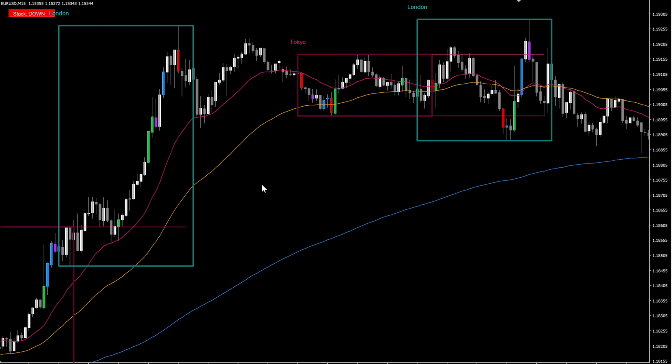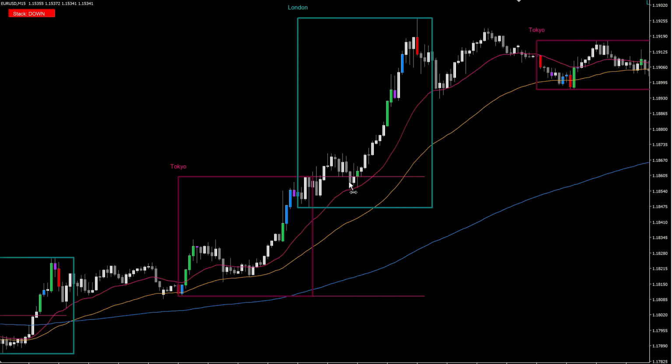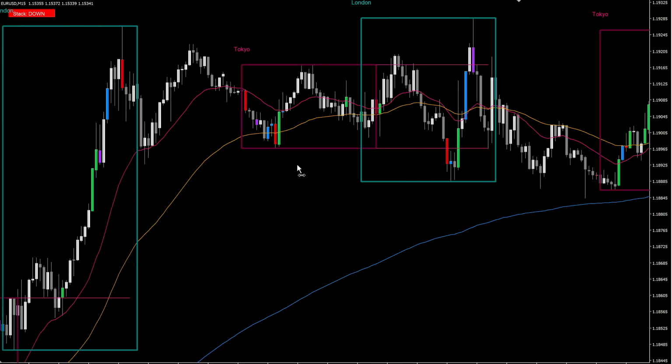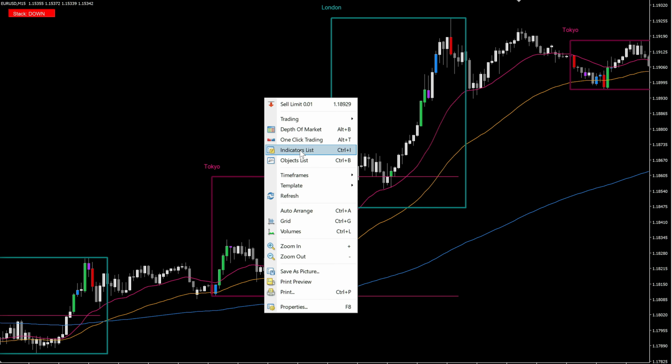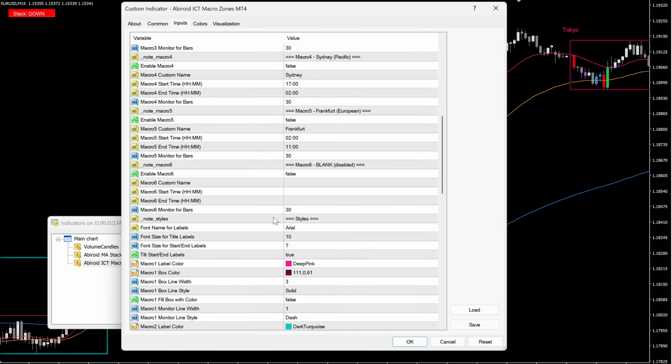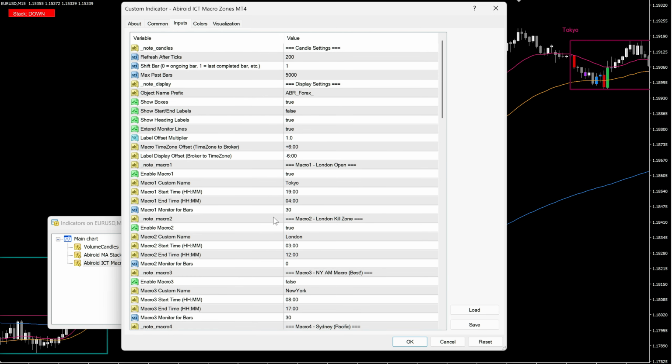There are a lot of online resources that you will find for trading ICT. In this video, let me mainly focus on how you can set up these boxes to get you the best possible setups. First, I'll just go over all of these settings, and most of it is pretty straightforward. It's very easy to understand.